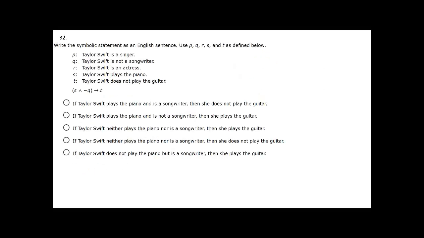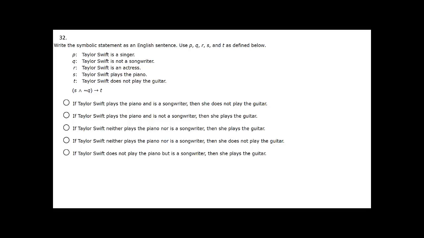32. Write the symbolic statement as an English sentence. P is Taylor Swift is a singer. Q is Taylor Swift is not a songwriter. R is Taylor Swift is an actress. S is Taylor Swift plays the piano. T is Taylor Swift does not play the guitar. And we want to translate the statement S and not Q implies T.